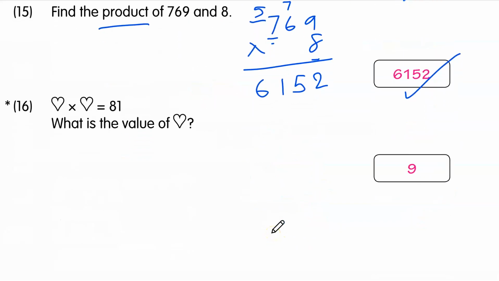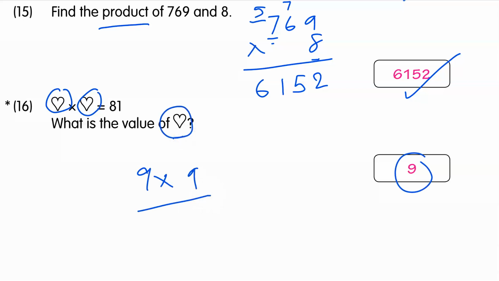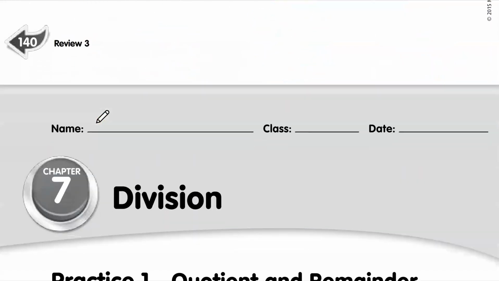Now look at this. The 2 hearts mean these 2 digits have got to be the same, right? Which 2 digits times together give you 81? Yes, it is 9 times 9. Right? It gives you 81. So for the heart, one of the digits is just 9. That's all for Review 3.